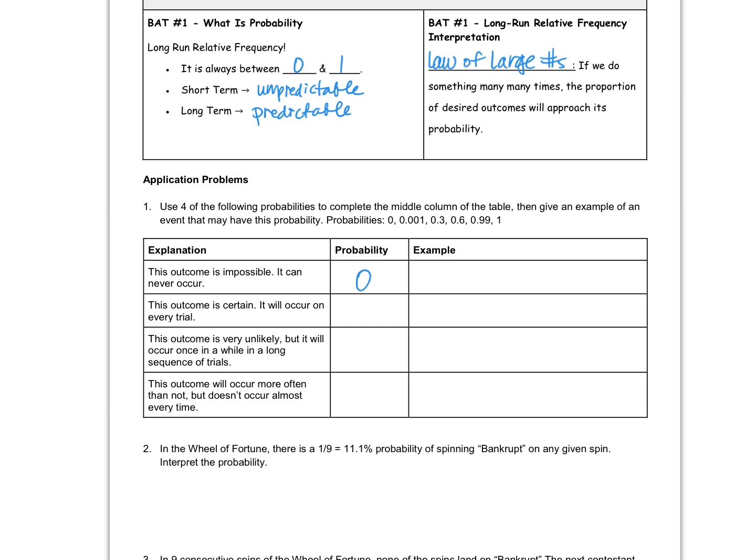Rolling a 7 on one die. There you go. Perfect. Rolling a 7 on a die. Not possible, is it? It's not even on a die. Great.